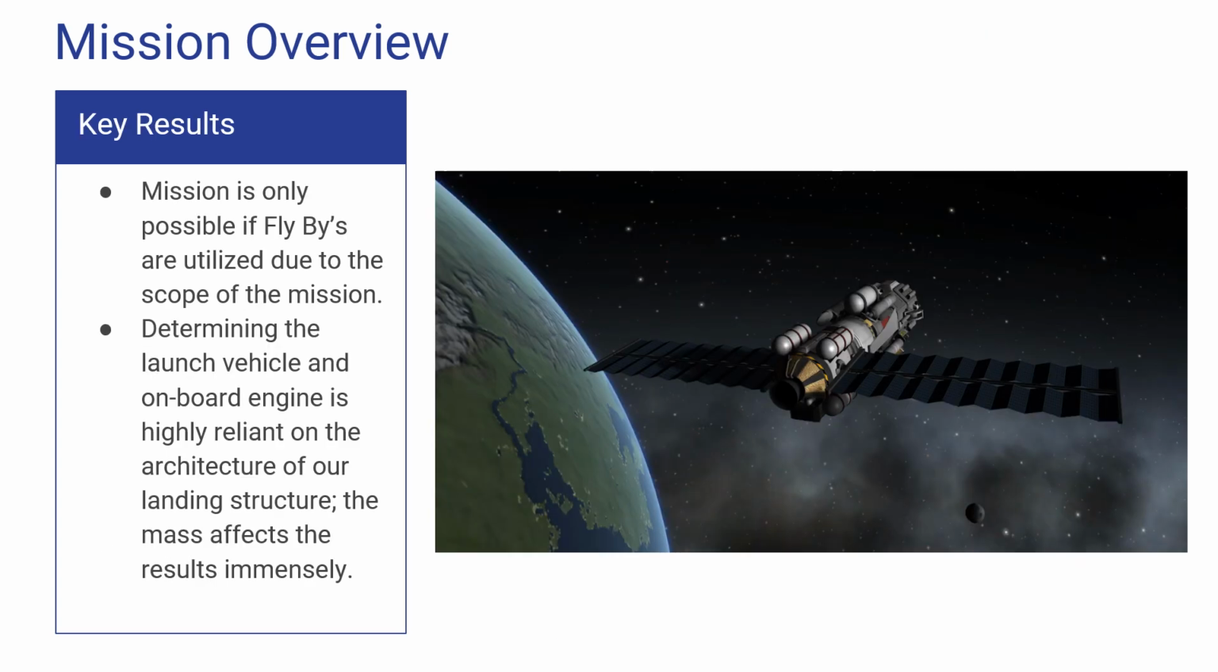Some key results we concluded while working on this project involve primarily our development of the porkchop plots and the mass calculations. In order to stay within our scope of the mission, we determined it was necessary to perform a planetary flyby with Mars. Furthermore, when selecting the launch vehicle and onboard engines, we quickly realized the importance of architecture for the landing segment of our mission. The masses play a vital role in these decisions.